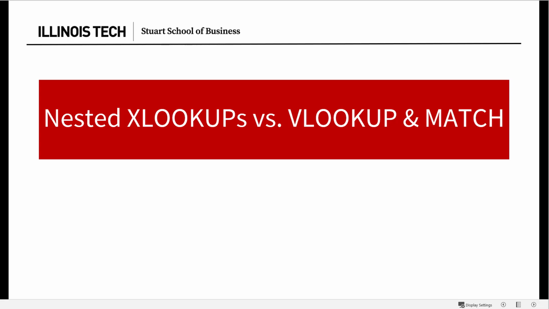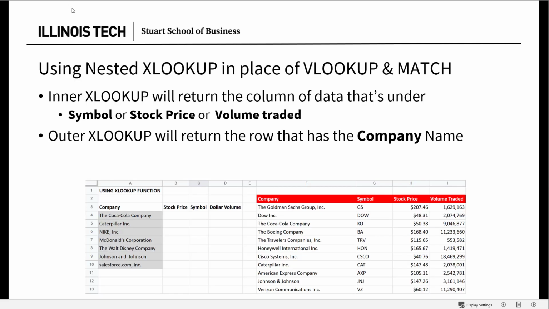In this lesson, I want to show you how to use nested XLOOKUPs instead of using a VLOOKUP and a match when we have multiple columns that have different criteria that we're using to look up values from a table. Okay, so let's do this with the example where we started, where for a company, we wanted to search the stock price, the symbol, and the dollar volume.